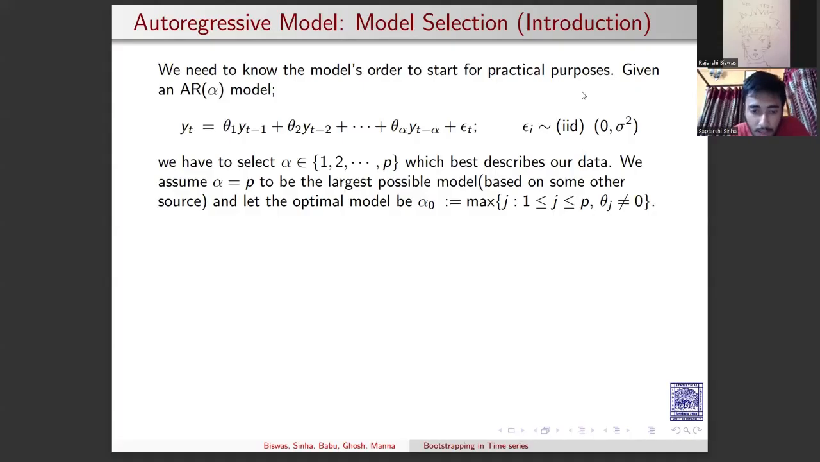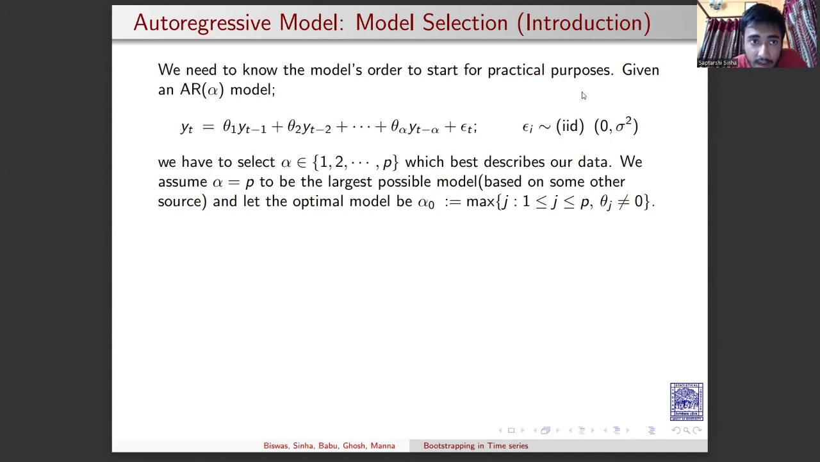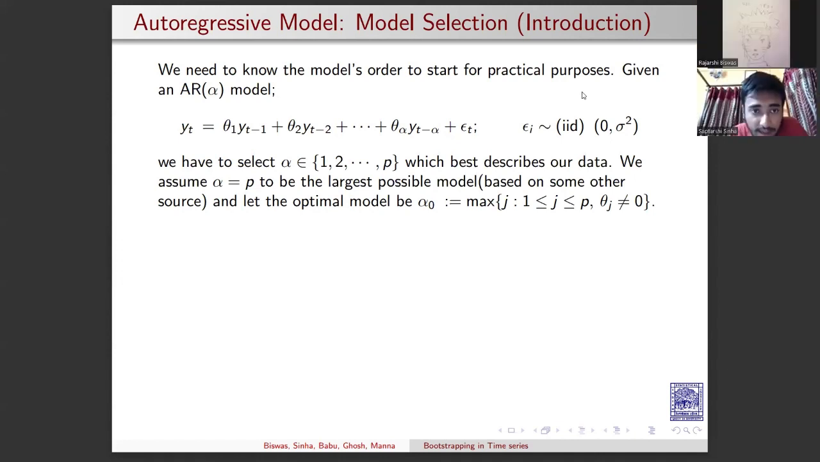Now, let us move to a more practical aspect of our analysis, which is to know the order of the AR model. We know an AR(alpha) model is given by the relation y_t equals theta_1 y_{t-1} plus theta_2 y_{t-2} up to theta_alpha y_{t-alpha} plus epsilon_t, where the epsilon_i's are IID with mean 0 and finite variance sigma squared. Remember, we put no more assumption on the distribution of the epsilon_i's. Now, our task is to select an alpha from 1 to p which best describes our data.